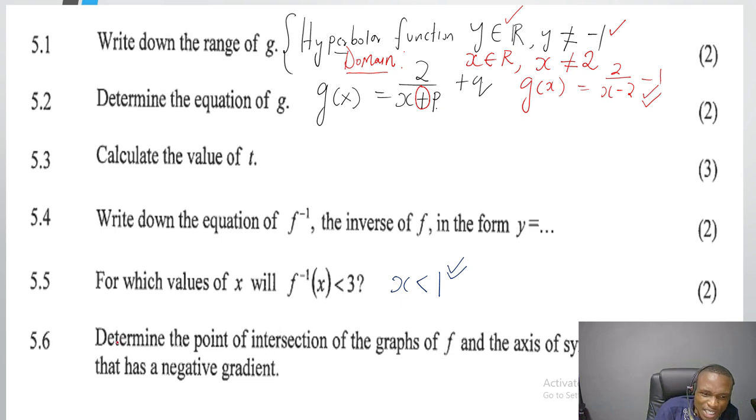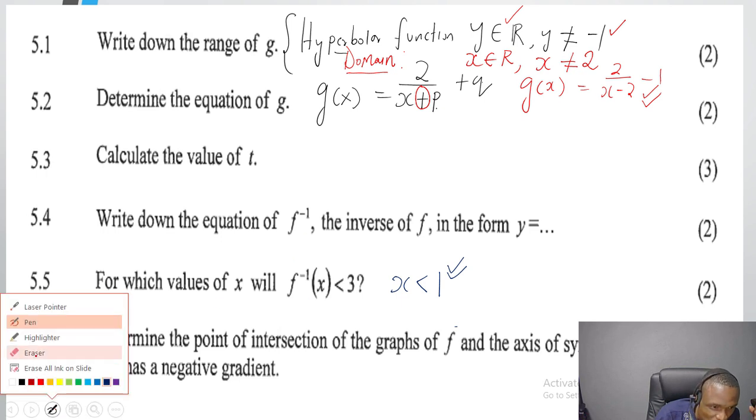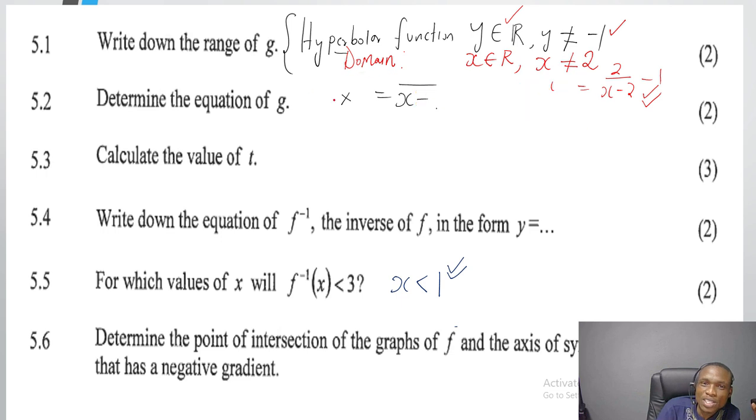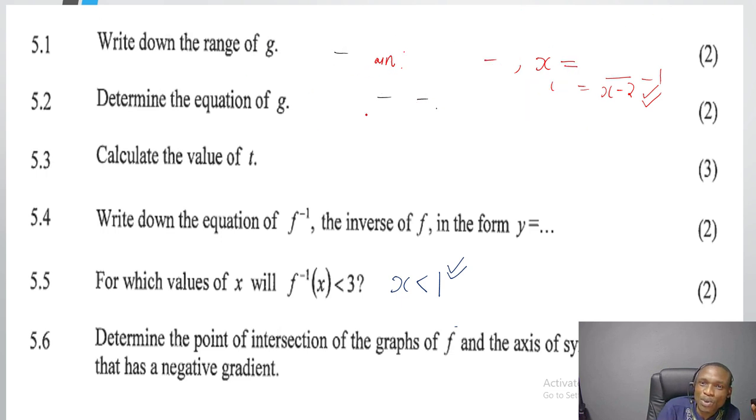Now here, they are saying, determine the point of intersection of the graph of f. And I told you, how do we find the point of intersection? I said we equate the two equations of those two graphs. So I'm answering 5.6. Wow, this is good. I'm going to show my working here on top of 5.6.